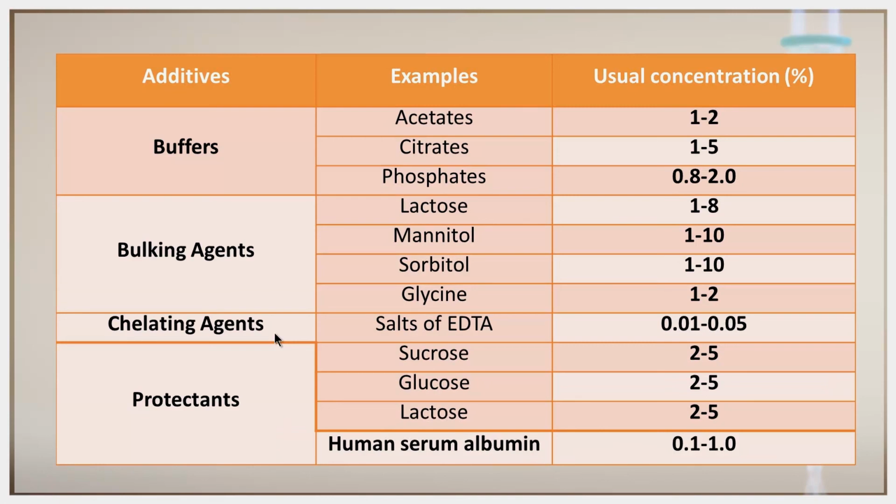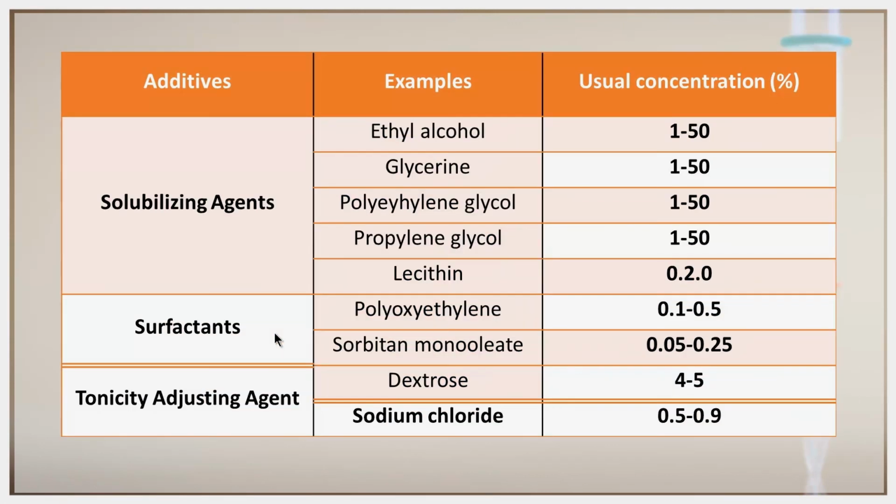Protectants prevent the loss of activity of drug caused by stress or by adsorption. Solubilizing agents increase the solubility and maintain the drug solubility. There are a number of methods which are used to improve the solubility. Surfactants enhance the physical stability, especially in case of proteins. Tonicity adjusting agents provide patient comfort and reduce the pain and discomfort at the site of administration.